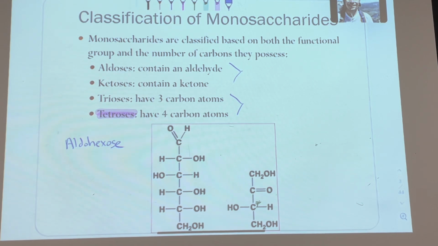Okay? What about the next one? Is this an aldose or a ketose? Ketose. Yeah, it's a ketose because the carbonyl is in the middle of the chain. And how would you classify it according to carbon number? Yep, there's 4, so it'd be a tetrose. So we could combine that and call it a ketotetrose sugar.